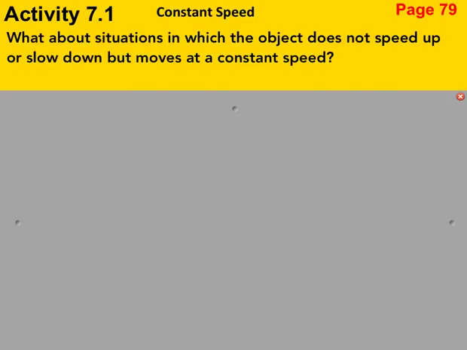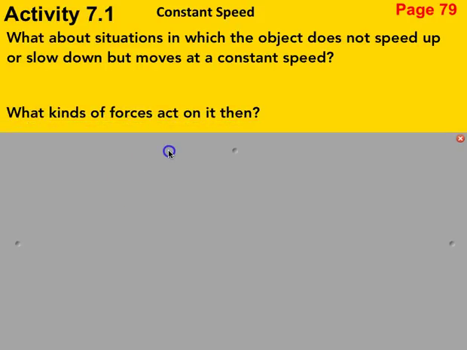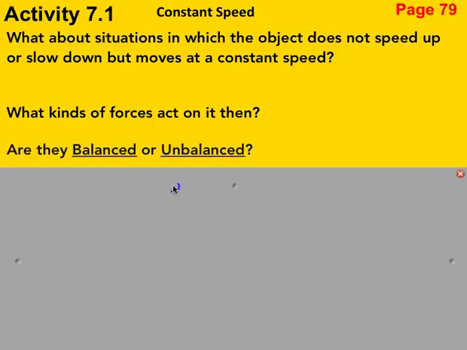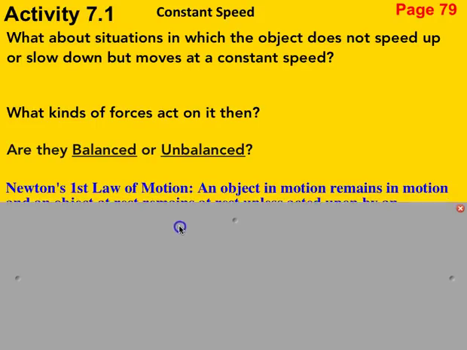Now, let me ask you this. What about situations in which the object does not speed up or slow down, but moves at a constant speed? This is a review of what we covered in part 1. What type of forces cause things to move at a constant speed? Are they balanced forces or are they unbalanced forces? Well, what do you think? What are your thoughts? Are they balanced or are they unbalanced?